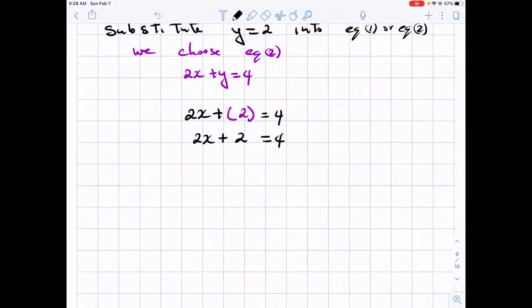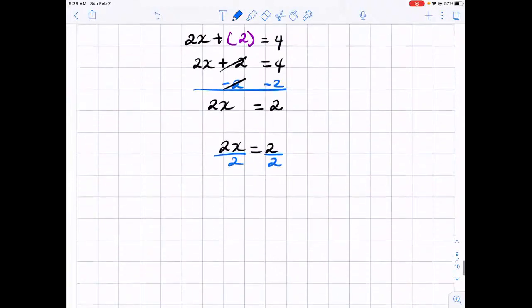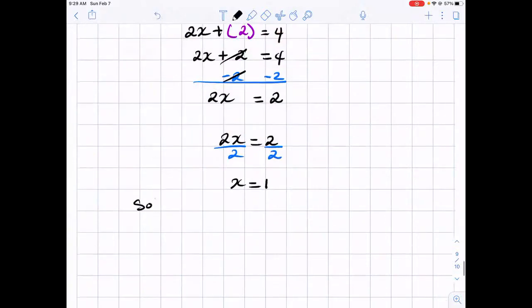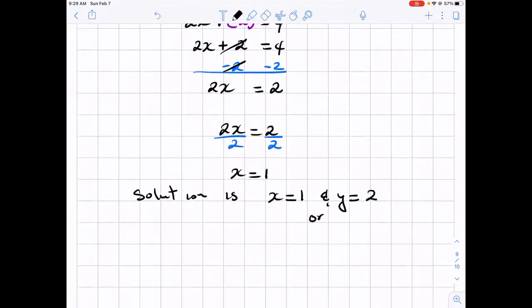And for x, I will now subtract 2 on both sides. This leaves me with 2x, since plus 2 and minus 2 cancel, and 4 minus 2 is 2. Now to get x by itself, I will divide both sides by 2, leaving me with x is equal to 1. So my solution is x equals 1 and y equals 2, or we can write it as the solution set (1, 2).